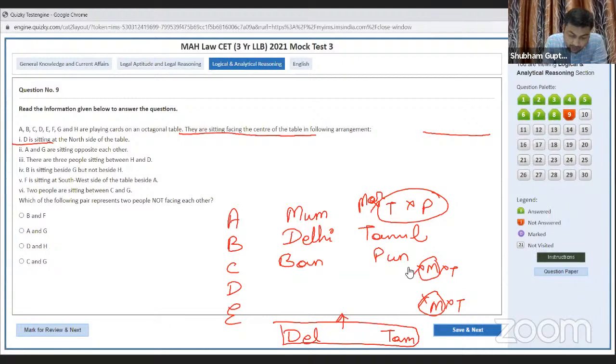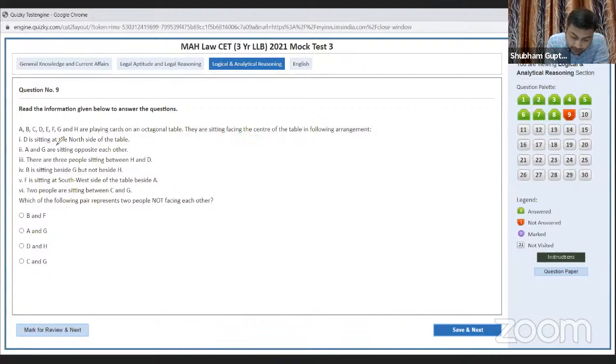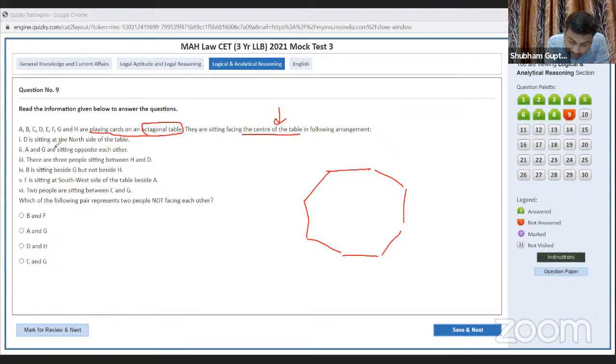Which of the following pair represent 2 people not facing each other? Okay, so this is a different question. So let's make it. A, B, C are playing cards on an octagonal table. So let's make an octagonal table. They are facing center. So all are facing center. D is sitting at the north side of the table. So let's make the north, south, east, west. So D must be sitting here, north side of the table.